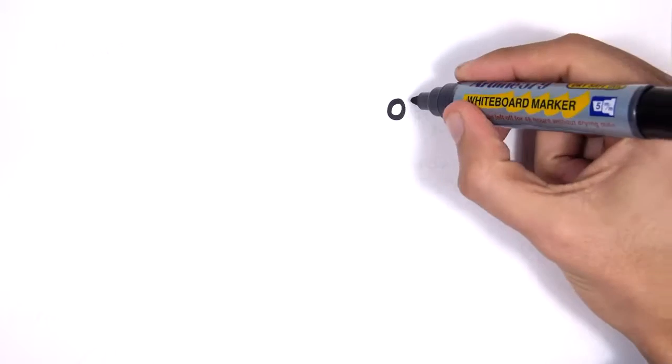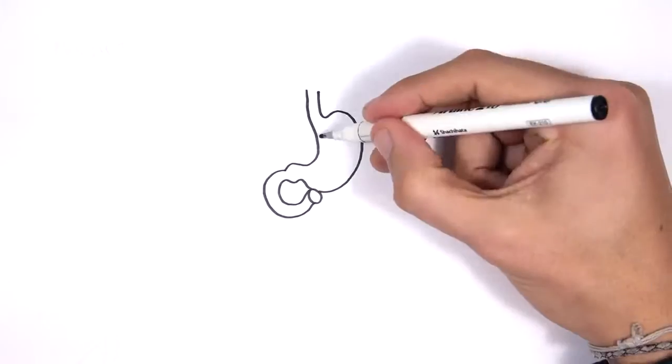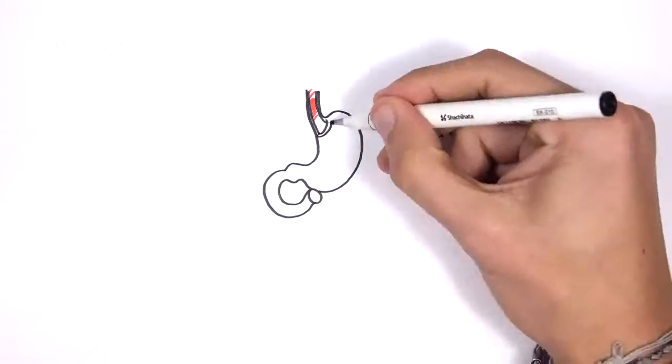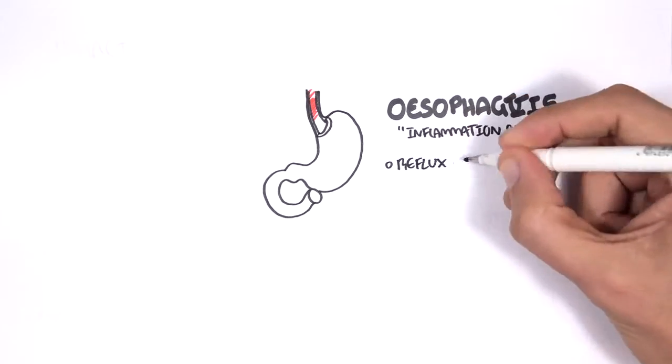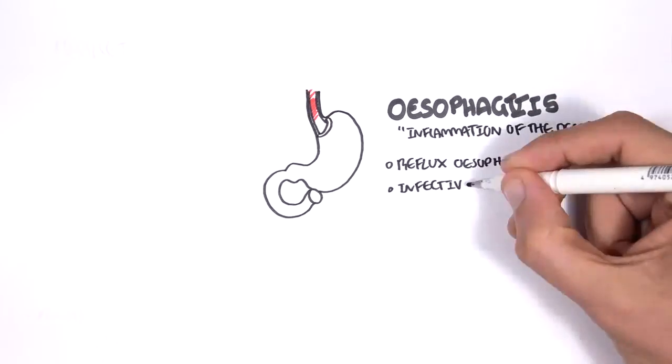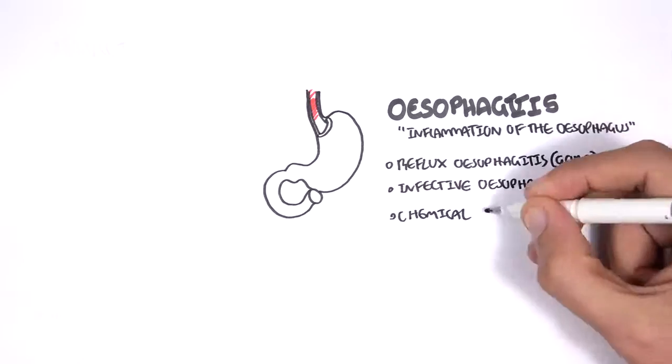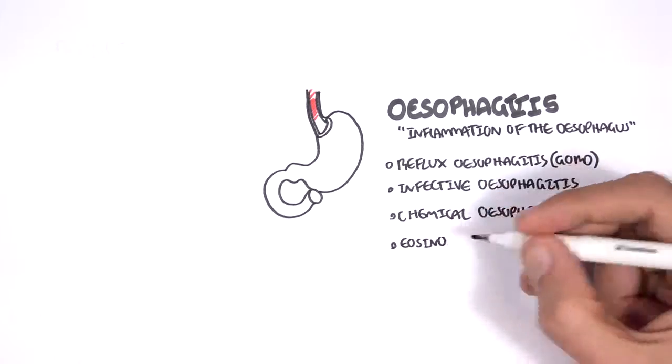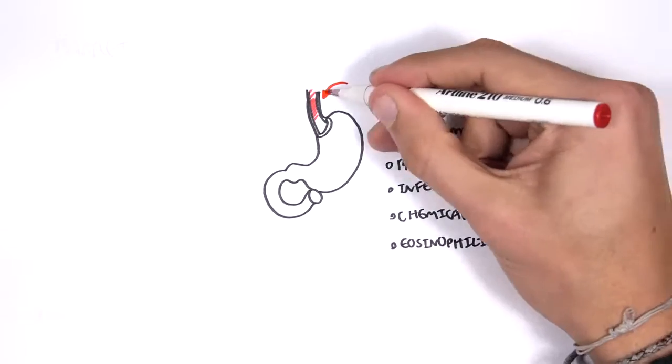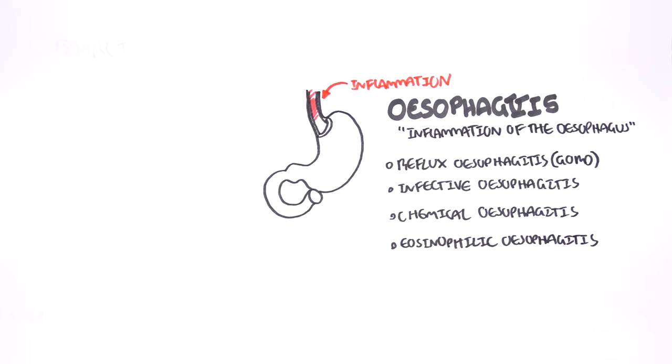us look at some common causes of upper GI bleeding, beginning with esophagitis, which is essentially inflammation of the esophagus. So here we have the stomach, and here we have an inflamed esophagus. And there are different types of esophagitis. We can have reflux esophagitis, GORD, infective esophagitis. Chemical irritants can cause inflammation of the esophagus, as well as eosinophilic esophagitis. And essentially, again, it's this inflammation of the esophagus.